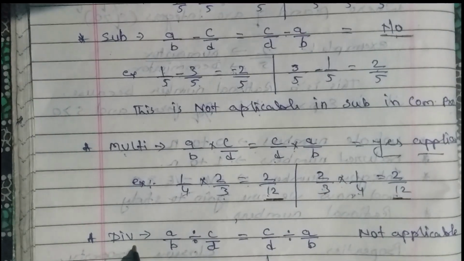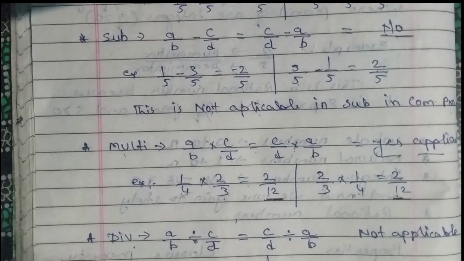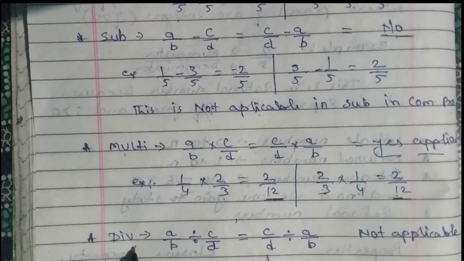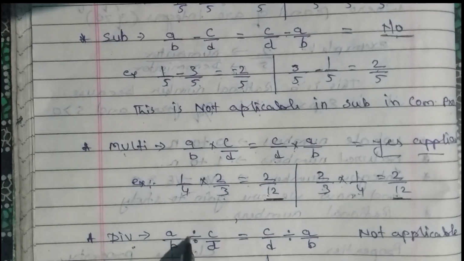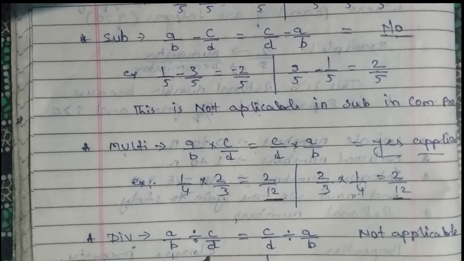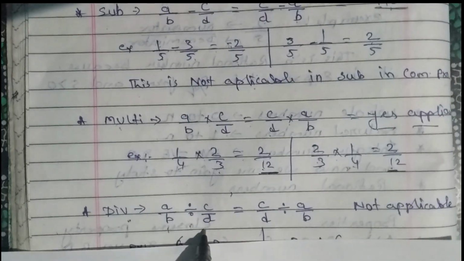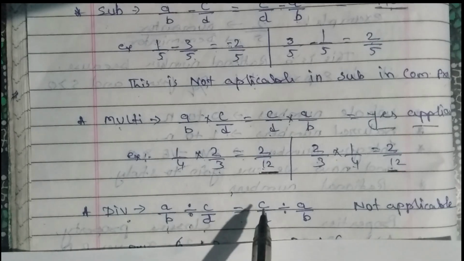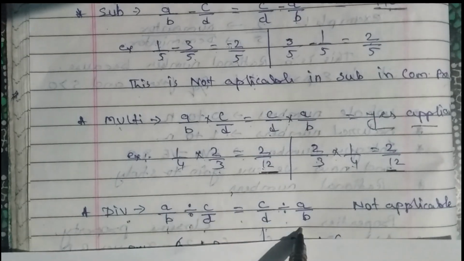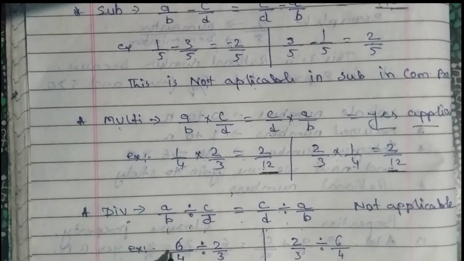Let's go for the division. As for every property, we are checking the binary properties. Division in commutative property, a upon b divided by c upon d. While changing the positions, c upon d divided by a upon b. Let's have an example.